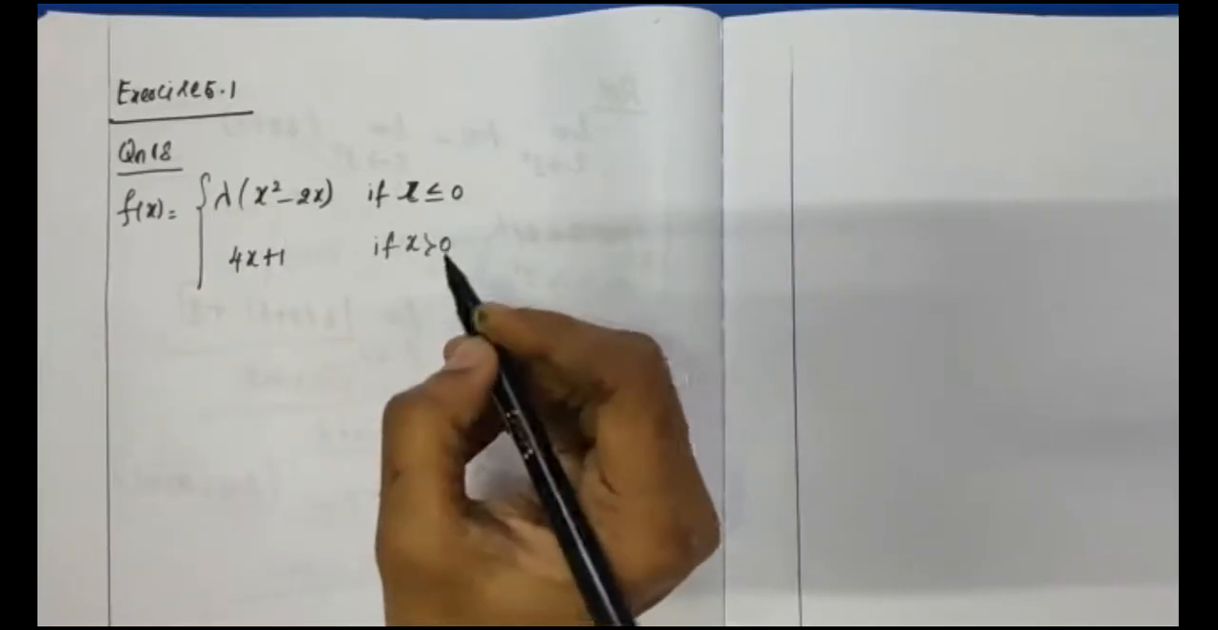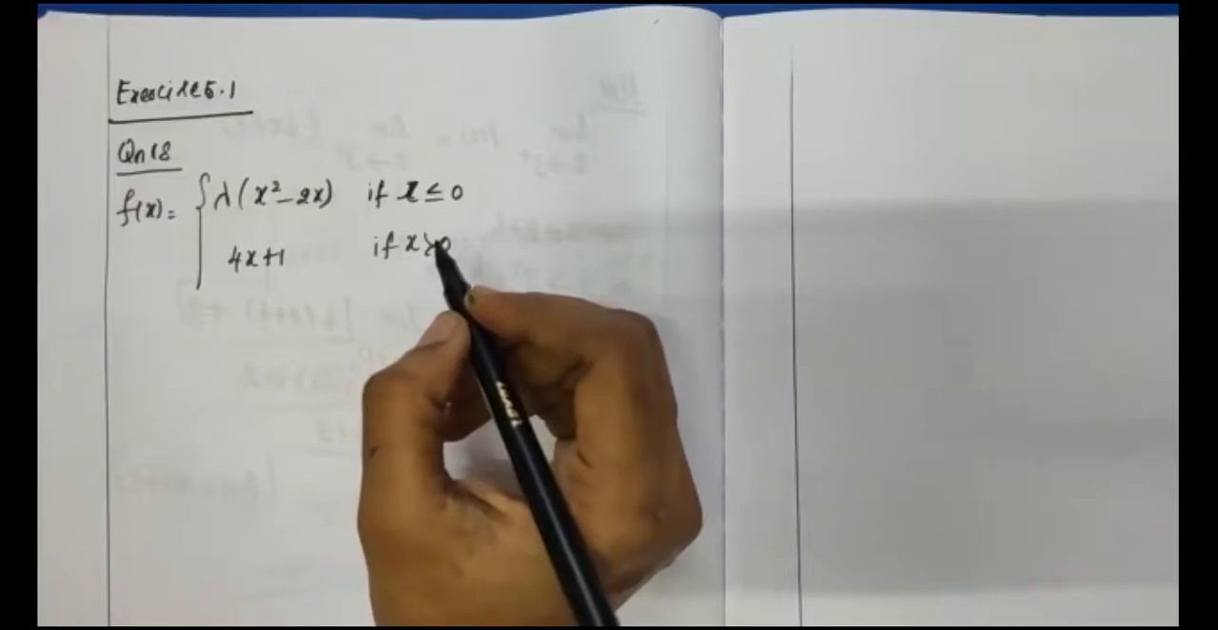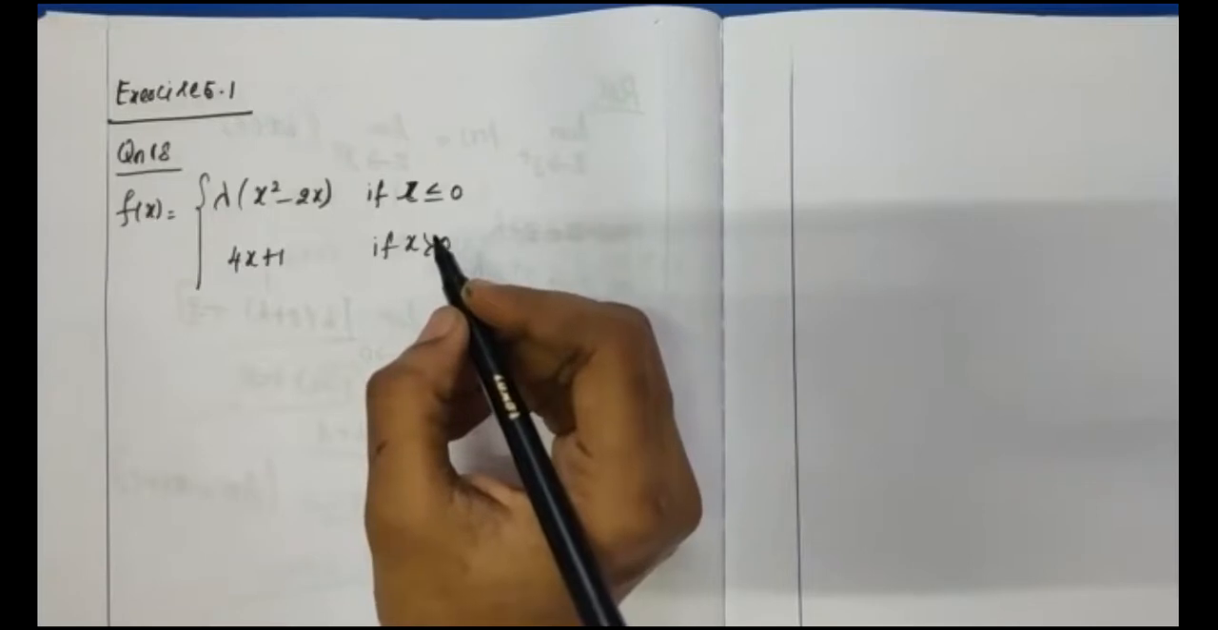Exercise 5.1, Question 18. The function is defined by lambda x square minus 2x if x is less than or equal to 0, and 4x plus 1 if x is greater than 0. So the question is: for what value of lambda is it continuous at x is equal to 0?